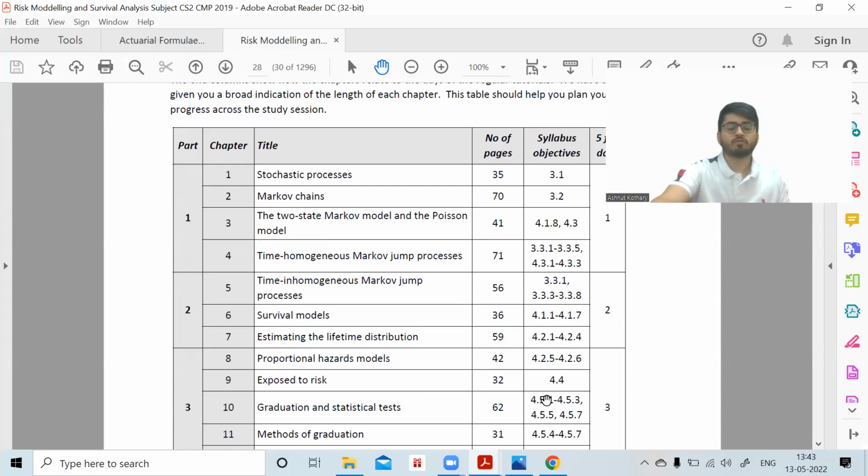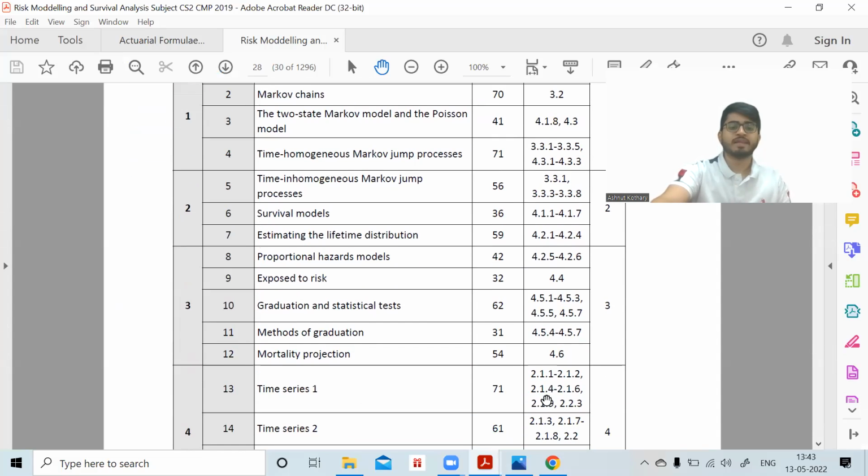Chapter number 1 onwards till chapter number 11 is completely from the CT4 part. There was another chapter in CT4 which has been moved to CM1, principles of actuarial modeling. Apart from that, there was another chapter called binomial models, different from what you have done in CT3 or CS1. That is no more a part of the syllabus. So till chapter number 11, everything was there in CT4.